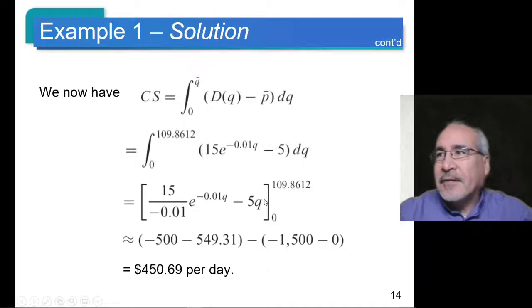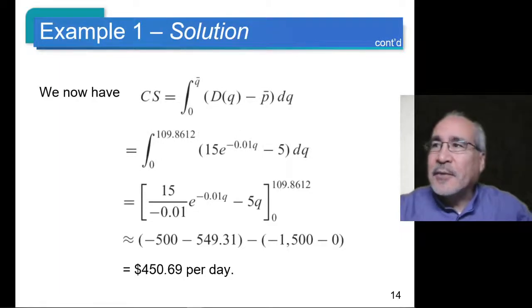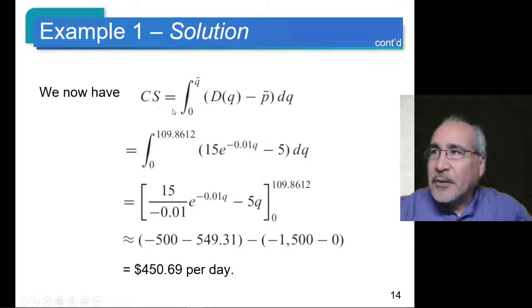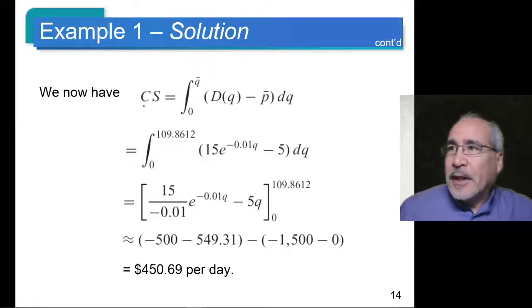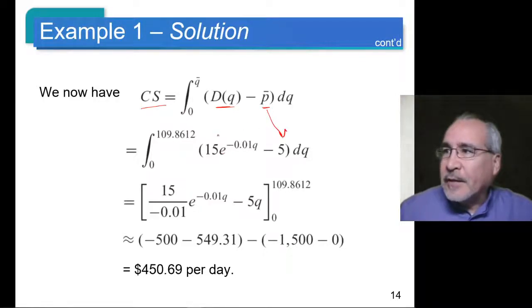So now we have, so that didn't work real well, but let's go through this. We have that the consumer surplus is the demand function minus P bar. Remember, P bar was 5. This was the function they gave us. P equals this. Notice our limits, we're going from 0 to this value we found.